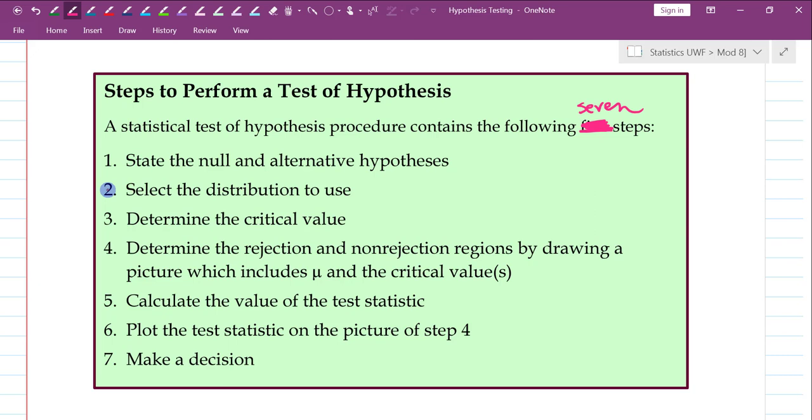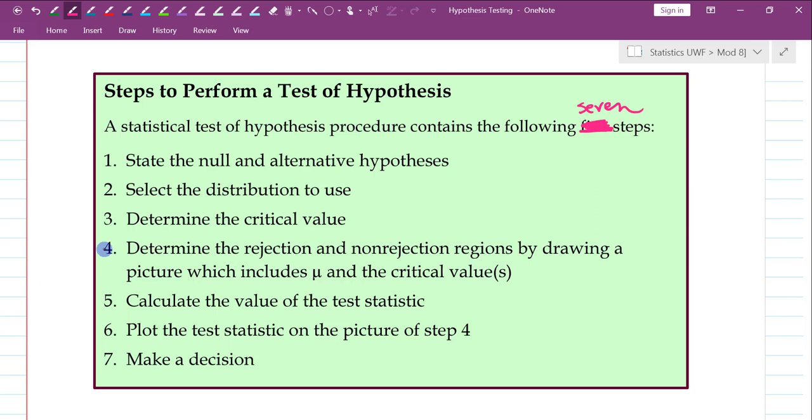Step 3, determine your critical value. This gets a little bit more complex. If you understand your alpha and the pictures, you won't have any problems at all. Determine the rejection region, the non-rejection regions, by drawing a picture that includes mu and the critical values, okay, which includes mu being equal to 0 because it'll be on a standardized picture. So just like the pictures I was just showing you.